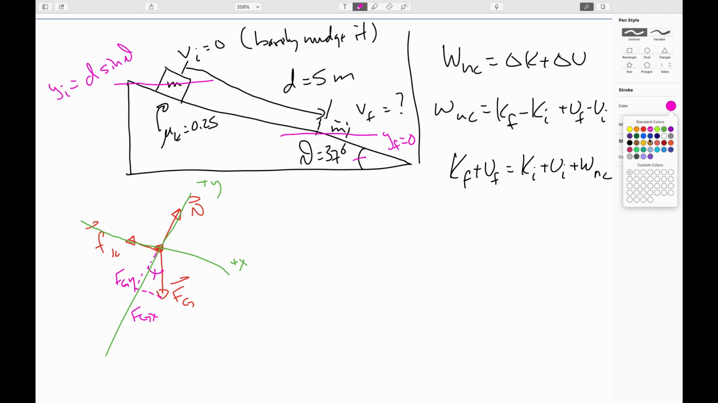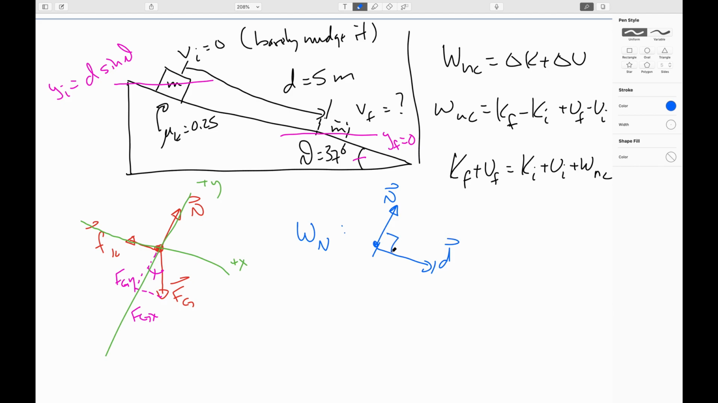So now let's go ahead and come up with the expressions for the non-conservative forces in the problem. We'll start with the work done by the normal force. Here we are doing super good because the normal force and the displacement make a right angle. So since they make a right angle, the work done by the normal force is 0. We don't have to worry about it. Okay.